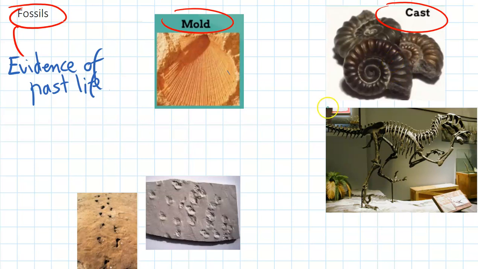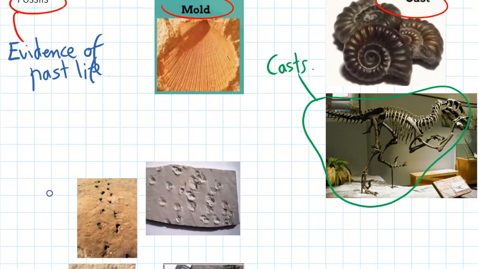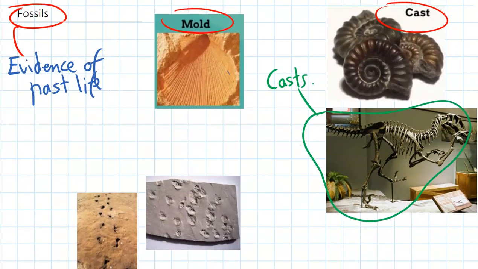And casts are also how scientists find bone fossils as well, like all the dinosaur fossils, humans, most other bones of animals we find as casts as well. So these two types, they're actually part of the body.